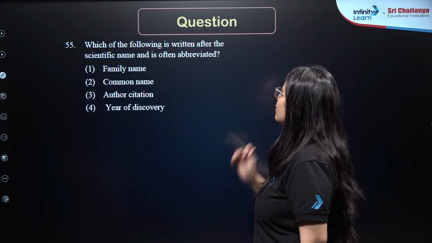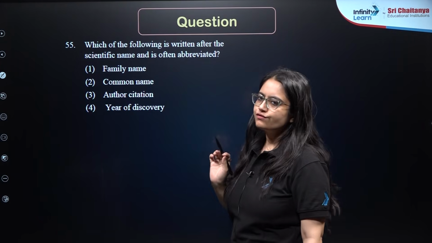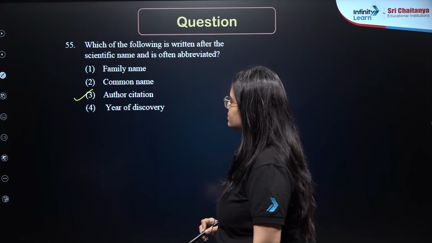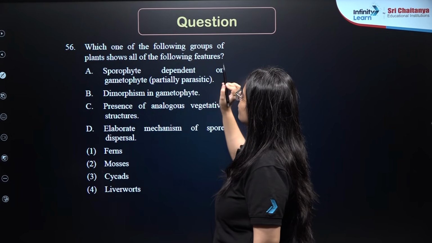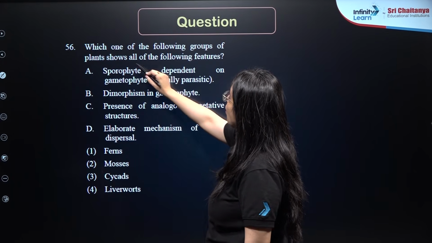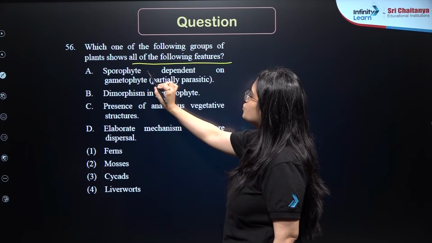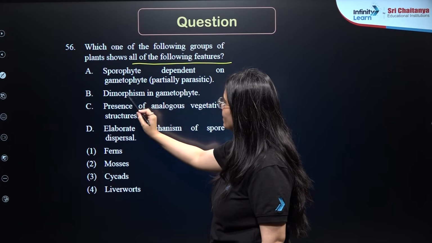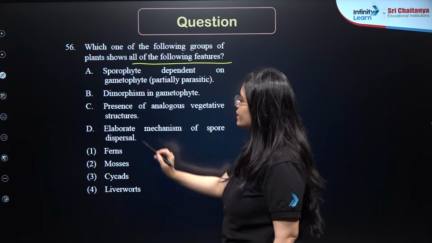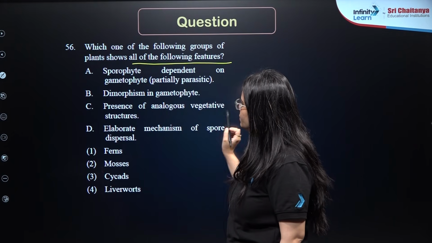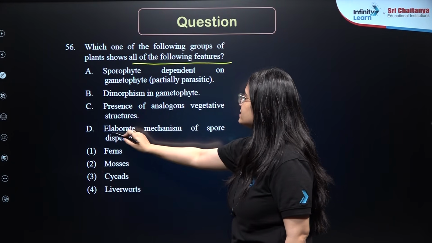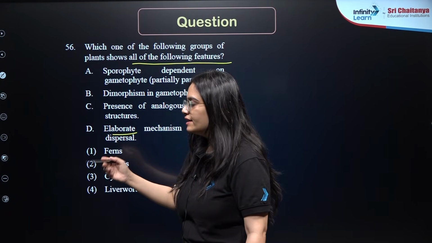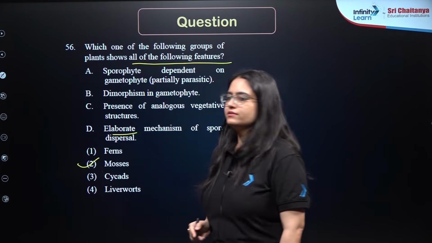Next, which of the following is written after the scientific name and is often abbreviated? The correct answer is 3, author citation. Which of the following groups of plants show all the following features? Sporophyte dependent on gametophyte, and that too partially parasitic. Dimorphism in gametophytic plant body. Presence of analogous vegetative structures. Elaborate mechanism of spore disposal. So all are indicating towards mosses. Correct answer is 2.